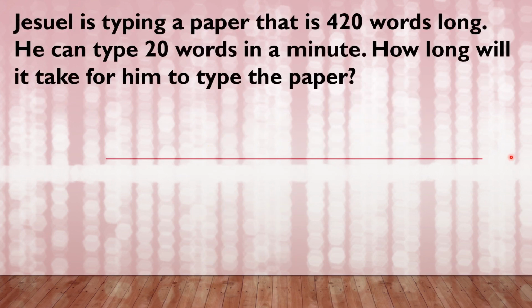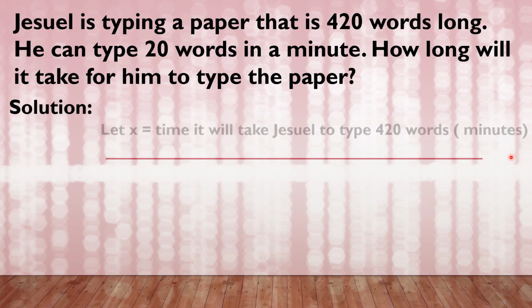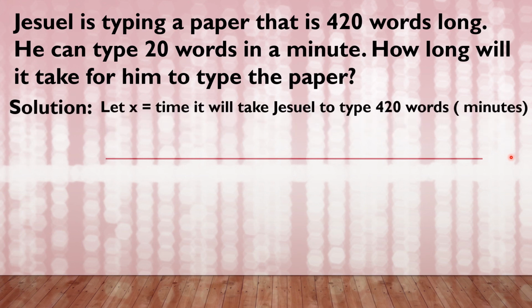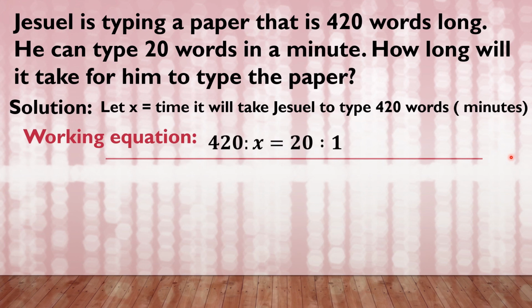For our last problem, Cheswell is typing a paper that is 420 words long. He can type 20 words in a minute. How long will it take him to type the paper? Solution, let x be the time it will take Cheswell to type 420 words. That is in terms of minutes. For our working equation, 420. So dito ang ginamit natin is hindi na fraction kundi ratio. So pwede naman kasi na fractional form or ratio form.